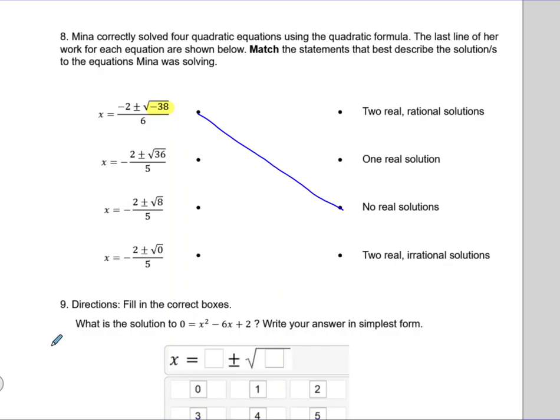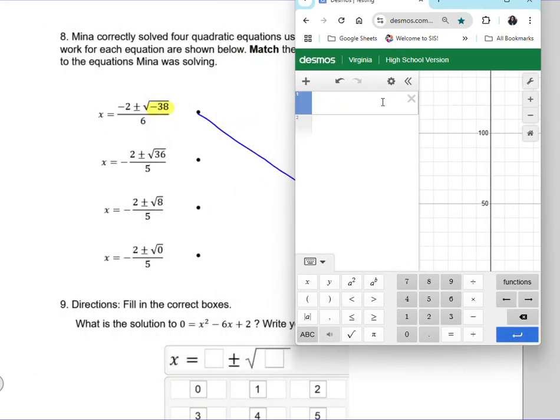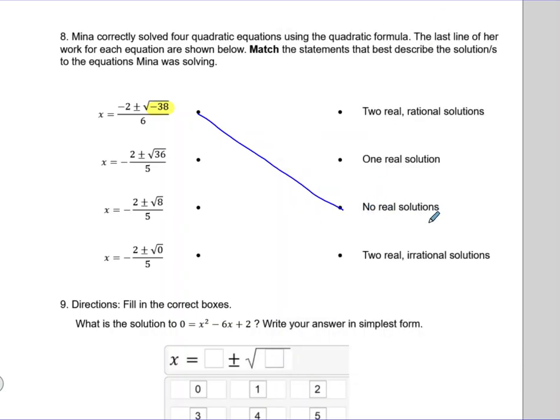If you want to do it in Desmos, this is how I would do it to see the no solution. It's always nice to put the fraction bar first. So you have -2 plus, I don't have a plus or minus, so I have to do it separately, divided by -38 over 6. It's going to give me an undefined. That's how you know it is a no solution. Even the negative version is also undefined, so that's how you know it's no real solution.